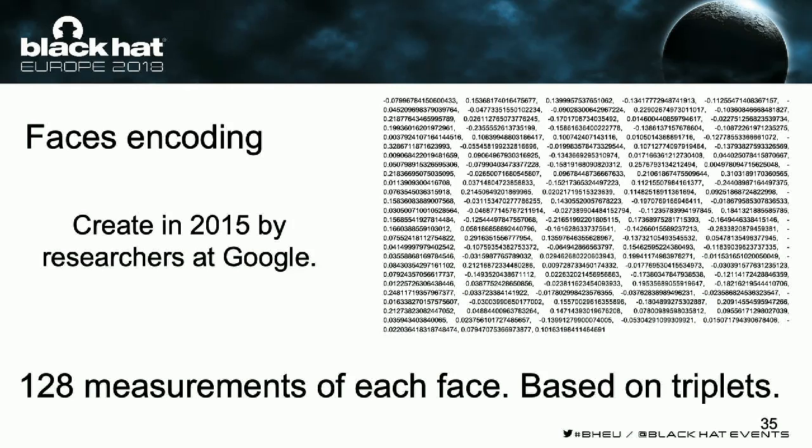And this is like a license plate of a person. In this case, these numbers don't correspond with any measurements of the face. It's not the distance between the eyes or the length of the nose. They are only the output of the neural network trained with triplets.